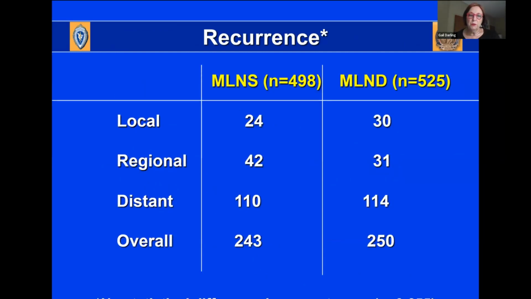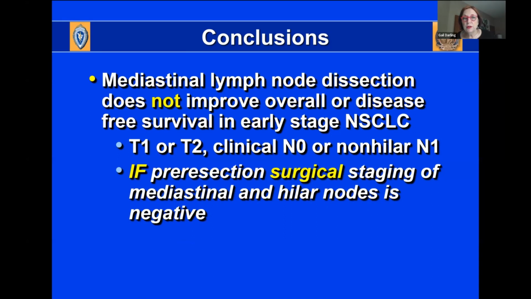I think that is really the take-home message, and there was no statistical difference in any category, whether local, regional, distant, or overall. So the summary was that mediastinal lymph node dissection does not improve overall or disease-free survival in early stage lung cancer if the pre-resection surgical staging of the mediastinal and hilar lymph nodes is negative. And I believe this forms the basis for the new recommendation of 3+1.